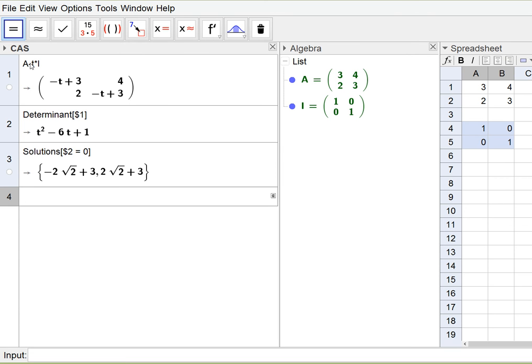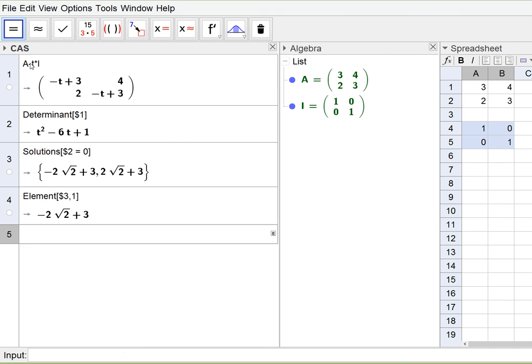Negative 2 times the square root of 2 plus 3, and 2 times the square root of 2 plus 3. Those are the eigenvalues. I want to work with the first of those eigenvalues in the list and then compute its associated eigenvector. To get that element from the list, there's an Element command: list 3, position 1. So that is the eigenvalue that I'm going to be computing things with.